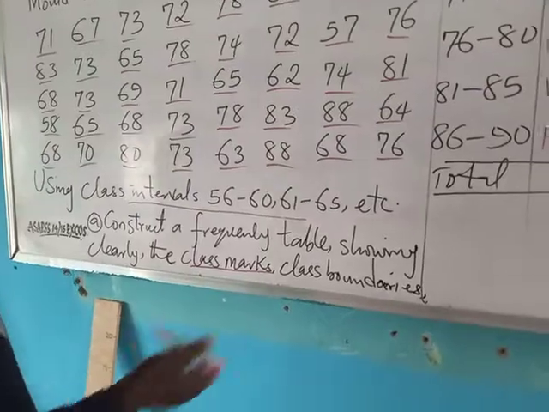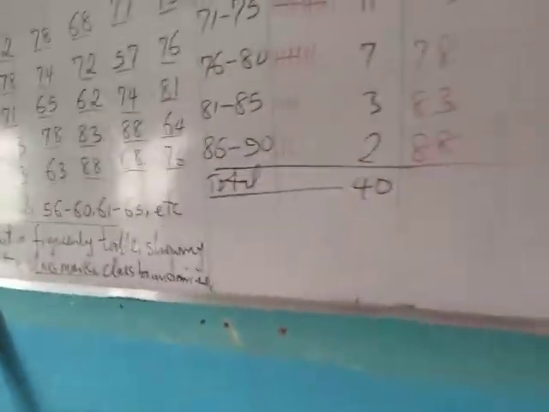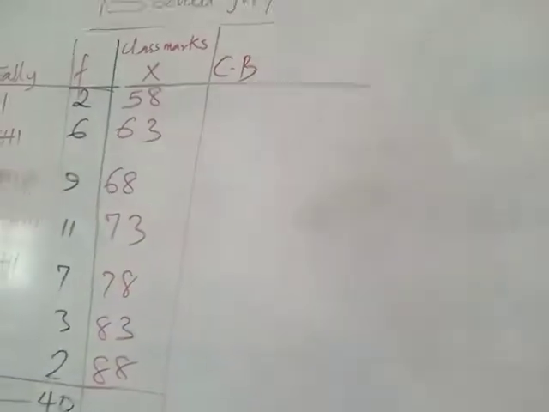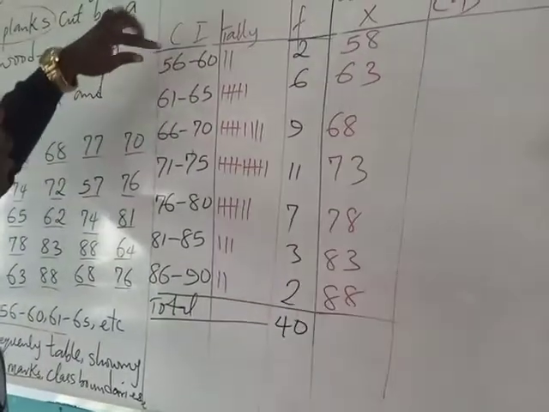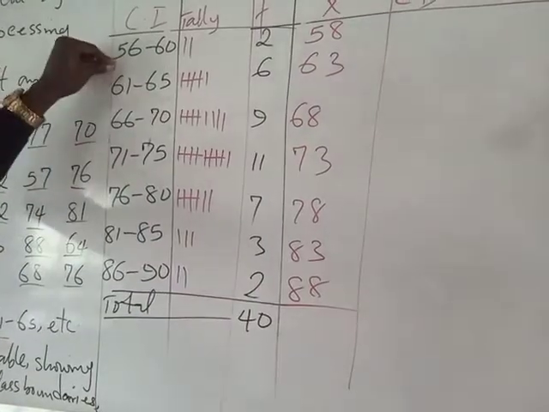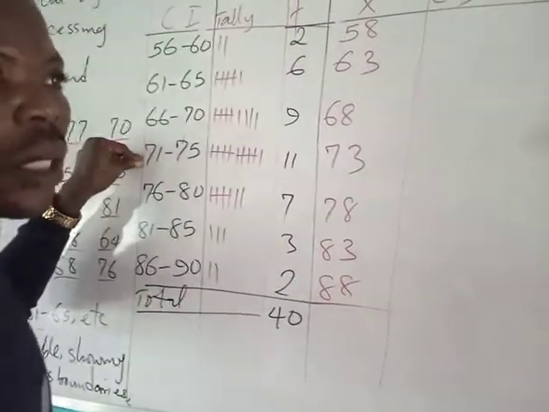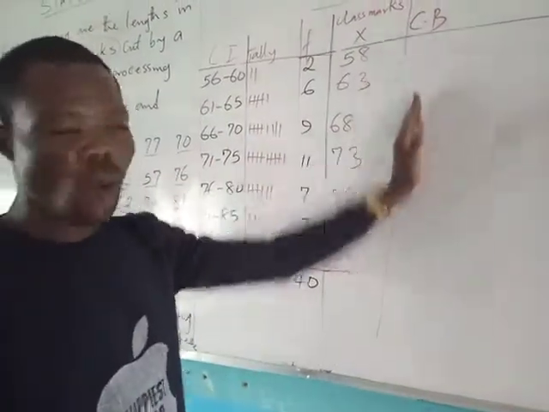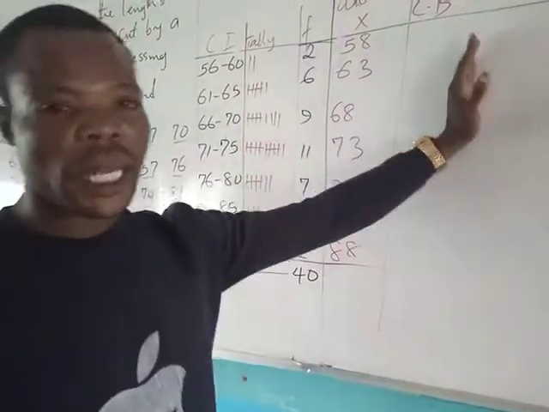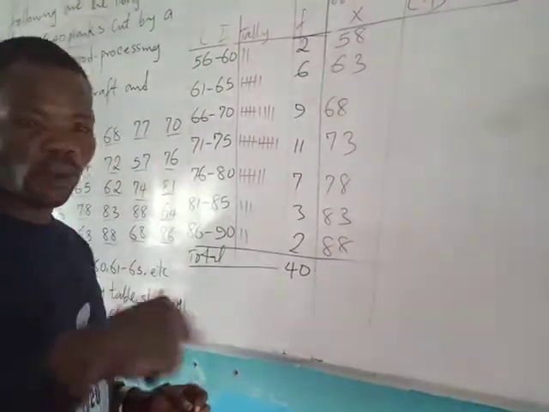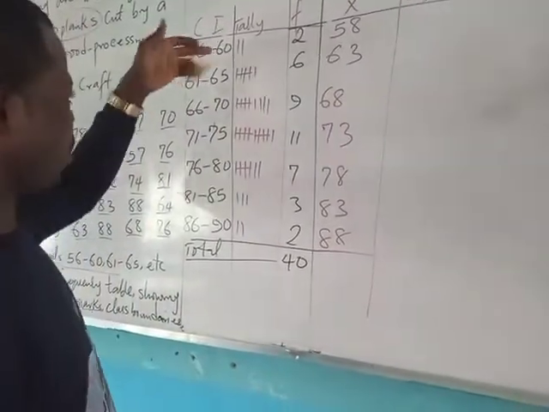So the next one now is the class boundary. How do we obtain the class boundary? Let's denote it by CB, class boundaries. To get the class boundary, these are the lower class intervals and these are the upper class intervals. From each lower class interval, we subtract 0.5, or half, from each value. That will give us the lower class boundary. Then to get the upper class boundary, to all the upper class intervals, we add 0.5, or half, to each value.